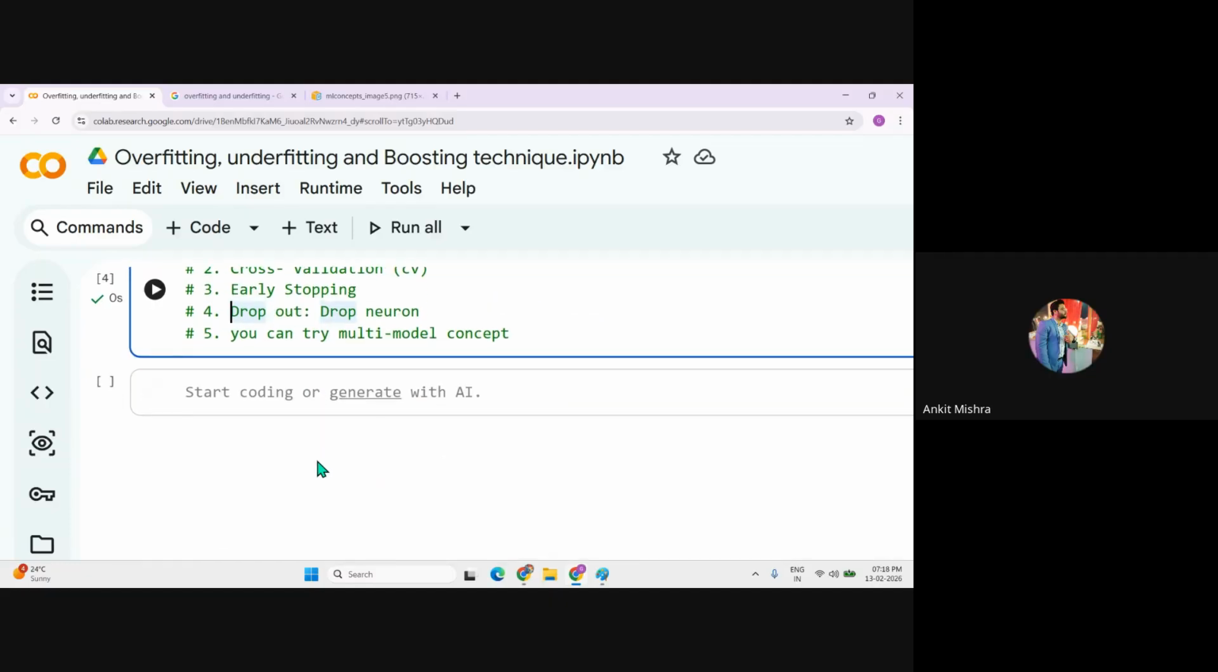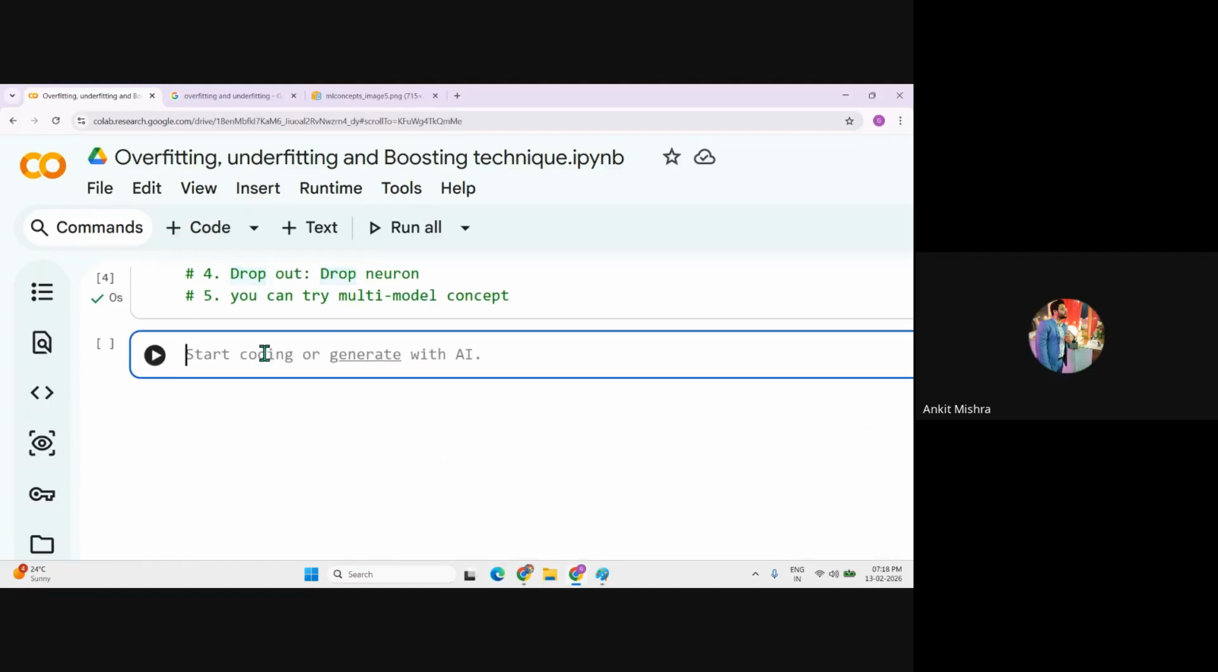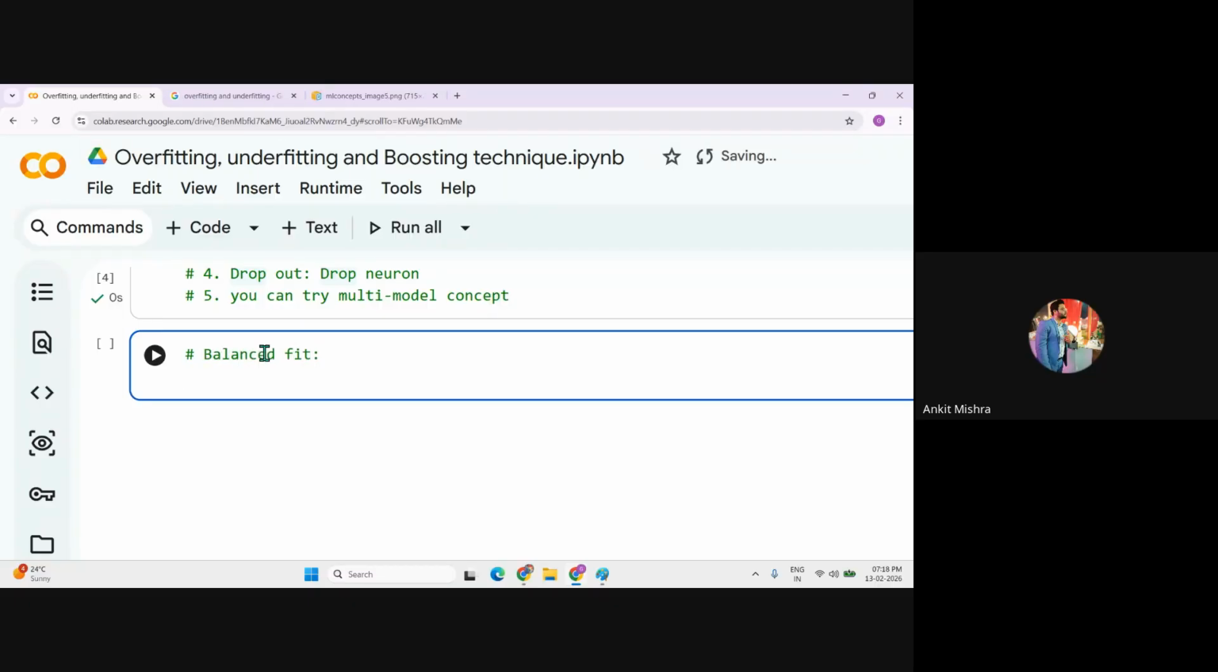So let me just show you how to achieve this balance fit, right? Balance fit is something performing well on both training as well as testing data set. Not only on the testing data set, can it?